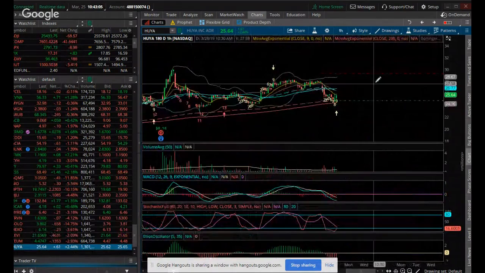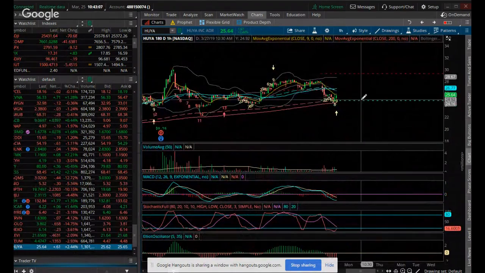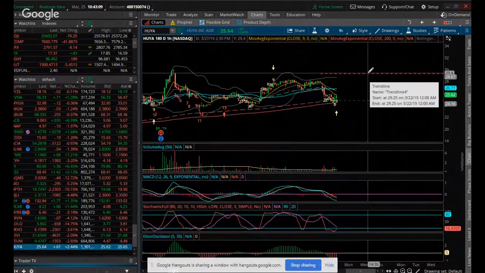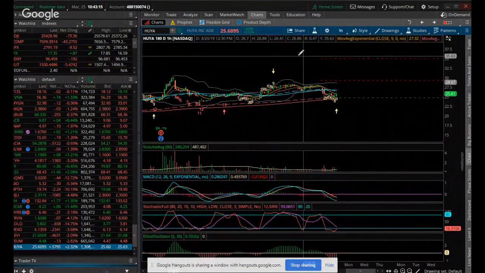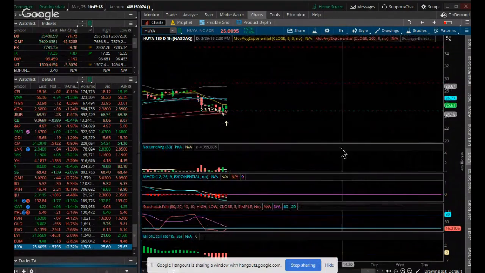You can see we have some resistance level here, so trade between 24.25 to somewhere around $29 a share, and hopefully $35. So that's what we're looking for. That's part of our watch list.